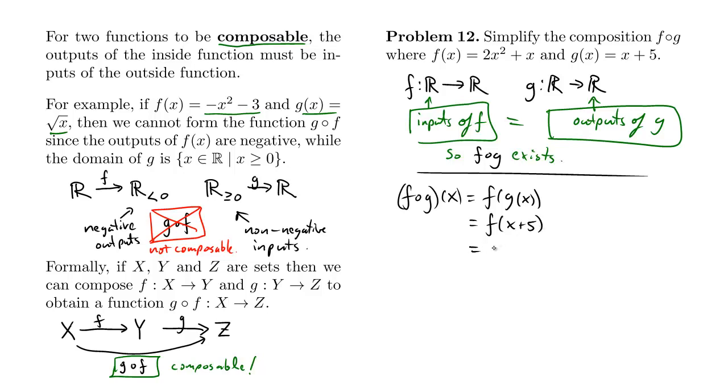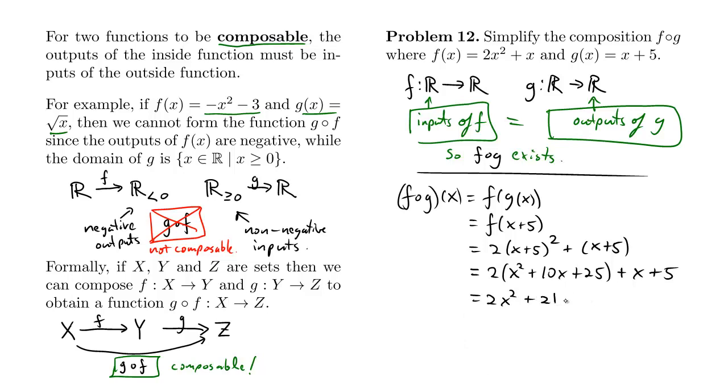Let's finish off with this formula. F of x plus 5 equals 2 times (x plus 5) all squared plus x plus 5. We can expand this out to get 2 times, in brackets, x squared plus 10x plus 25. And then we add the x plus 5. Grouping like terms, we simplify this to get 2x squared plus 21x plus 55. That's our formula for f composed with g of x.